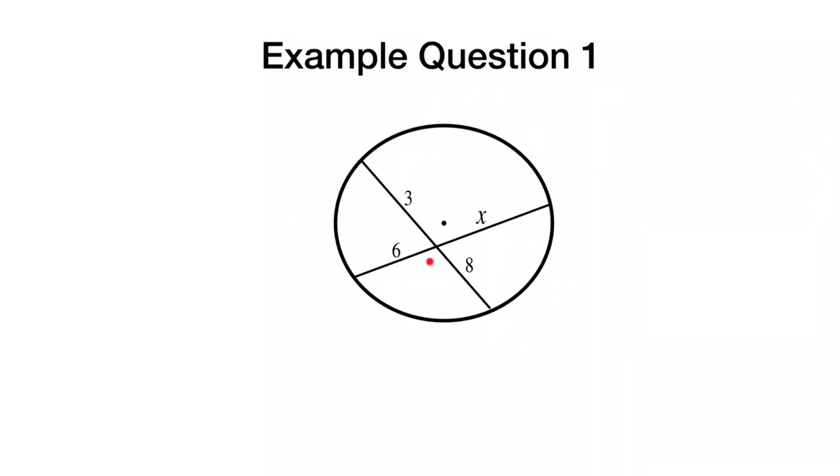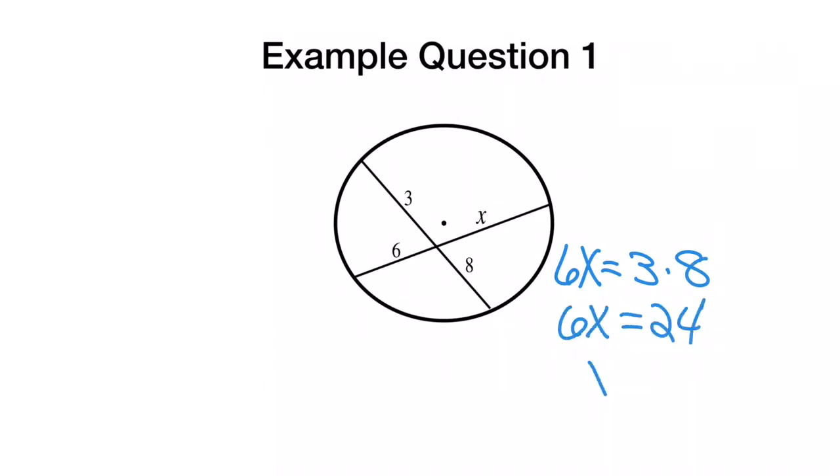Here we see two chords intersecting in a circle, and we're interested in finding the missing chord X. It's actually very simple. All we need to do is multiply 6 times X, set it equal to 3 times 8. So 6x equals 24, and x equals 4. Let's check our work. Put a 4 in for x.